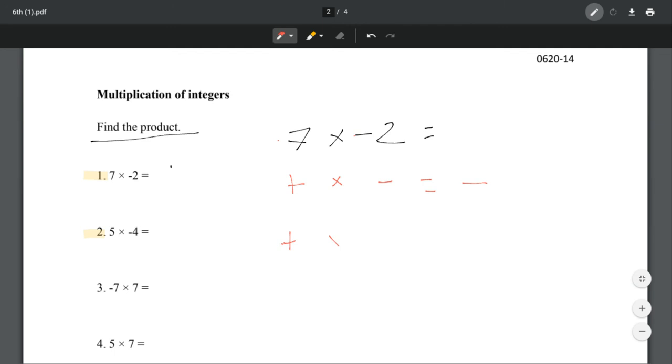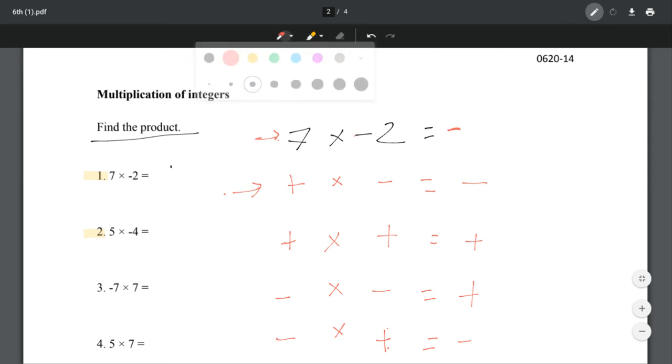So we know that a positive number times a positive number is going to equal a positive number. We know that a negative number times a negative number is going to equal a positive number. And we know that a negative number times a positive number is going to equal a negative number. Okay? And so in this case, where 7 is a positive number and -2 is a negative number, we're going to use this. And so we know that our product is going to be negative.